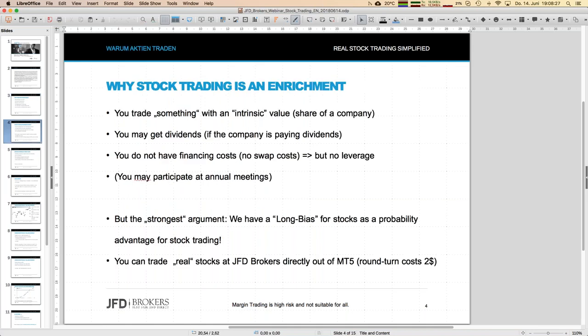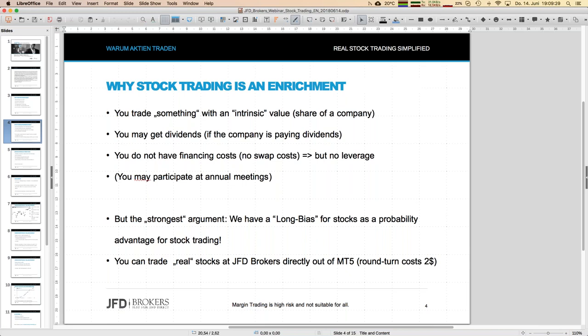So why is stock trading a real enrichment? The first thing we have to keep in mind is that if we buy real stocks, and I mean real stocks, not CFDs on stocks, you buy something with an intrinsic value. It's similar to buying a piece of gold, because you have a share of that company. You are owner of a very minor percentage, but you are owner of that company. So there are real assets behind it: buildings, knowledge, people, patents, products, product lines, and so on. So it's a real asset which you buy, and it has an intrinsic value.